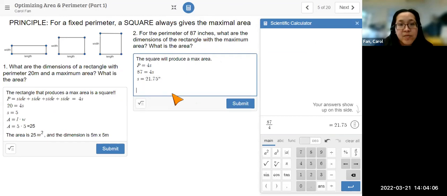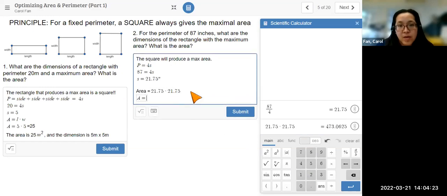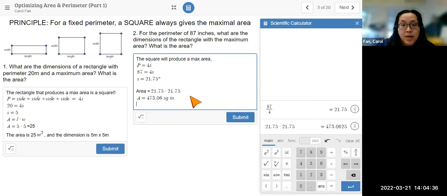So what's our maximum area? Area is length times width. Okay, so 473.6.